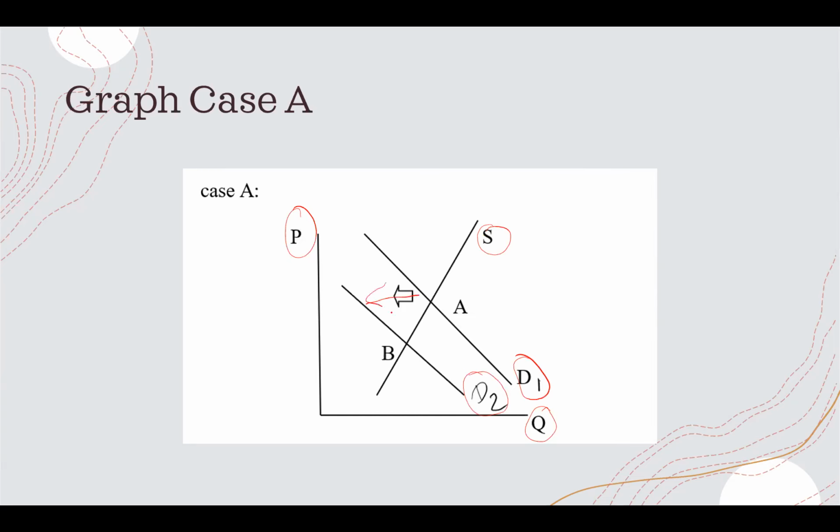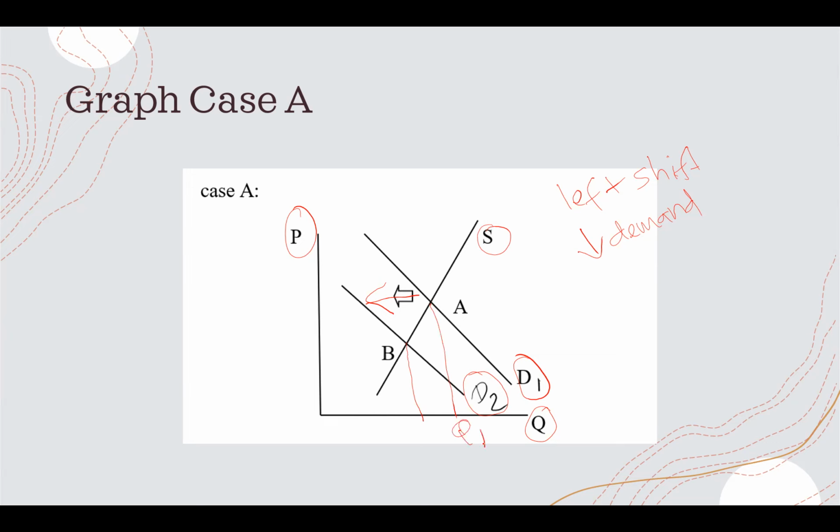D1 means demand level 1, D2 is demand level 2. Now here we talk about a left shift in demand. That means a decrease in demand. Demand is decreasing, and a decrease in demand can happen for a few reasons. I will give you 2 examples: a decrease in consumer income, or a shift in consumer preference. Due to both of these reasons, demand can decrease.